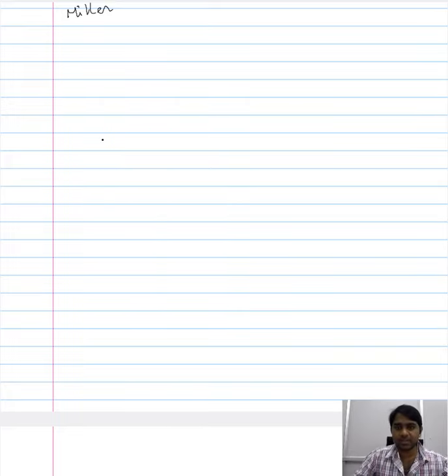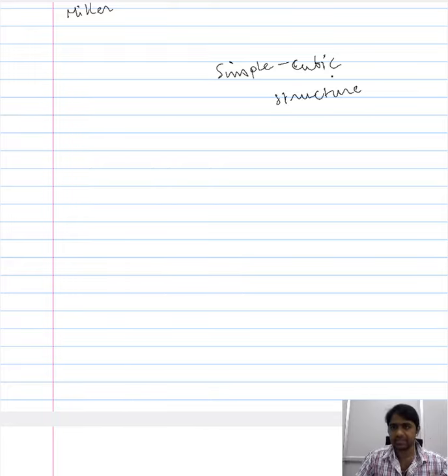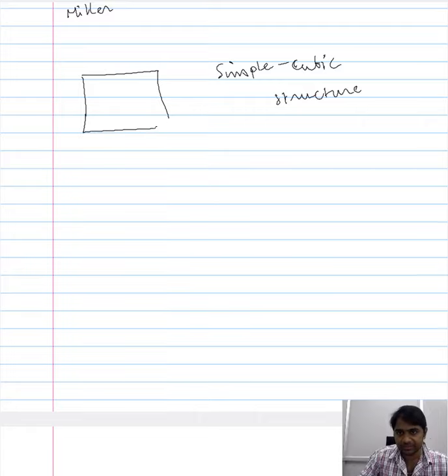Now, this unit cell, if you assume a simple cubic structure, of course there are not many materials that adopt this simple cubic structure, which is characterized by a unit cell that looks something like this.